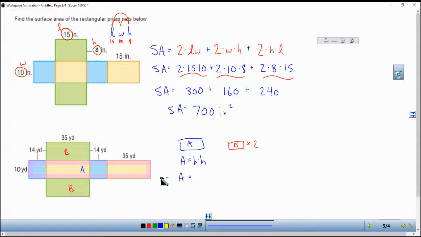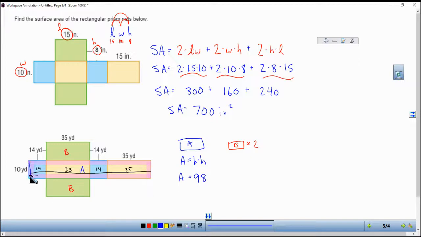So big A, the base, so the base is the hardest thing to find. I'm going to use a different color pen here. So the base is this entire length right here, whatever that is. So we have to add up some numbers. So this section here is 14. This section here is 35. And then we have another 14. And we have another 35. So this one's going to be a long one here. 35 plus 35 is 70. And then 14 plus 14 is 28. So 70 plus 28 is 98. The whole thing is 98.